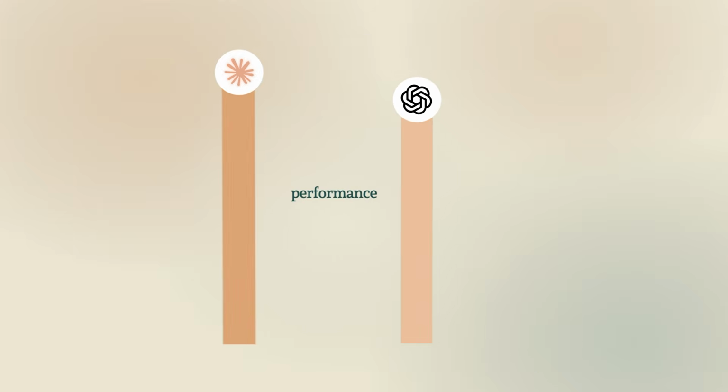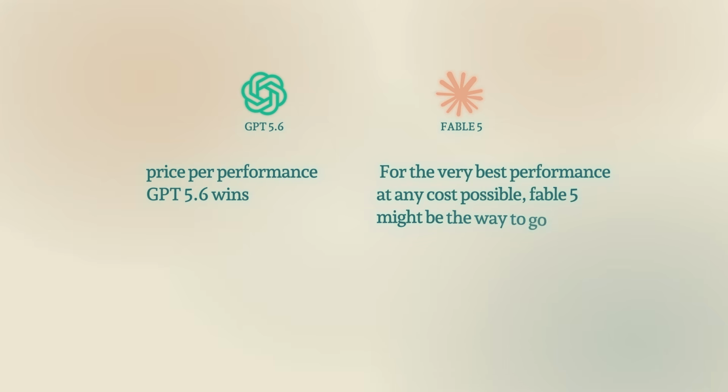And that's it. You can see Fable 5 does a much better job of getting something that's really usable that you can put in front of someone to actually play in this scenario. But GPT 5.6 is not far behind, and a lot of people are saying that Fable 5 and GPT 5.6 have similar performance, and I think that's true to some degree. But I think GPT 5.6 should be more commonly compared to Opus 4.8 because their costs are a lot more similar. So I think price per performance, GPT 5.6 wins hands down. But if you're looking for the very best performance at any cost possible, Fable 5 might be the way to go.